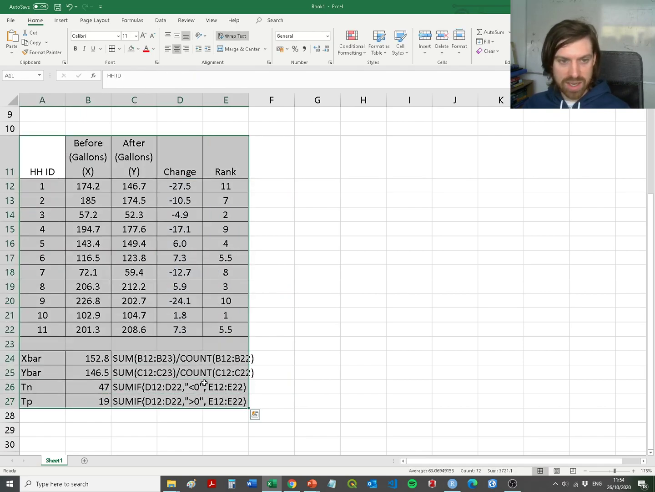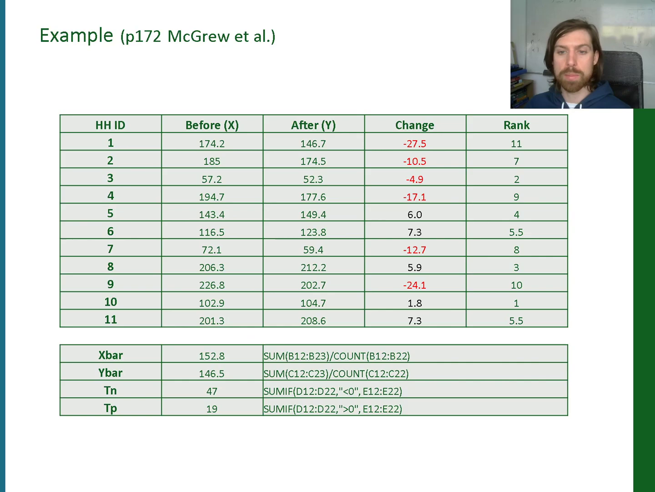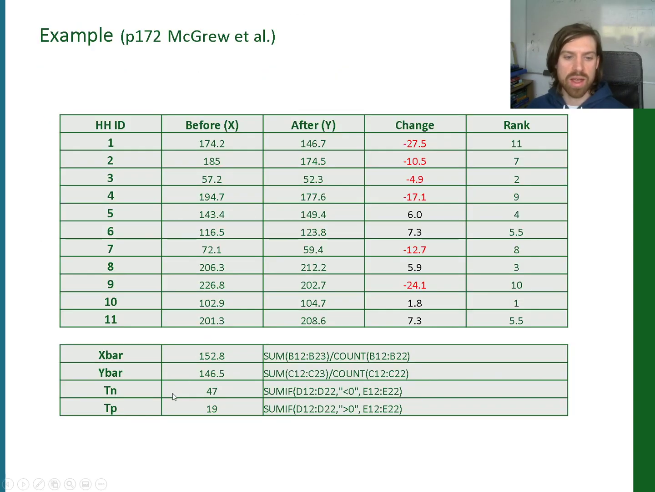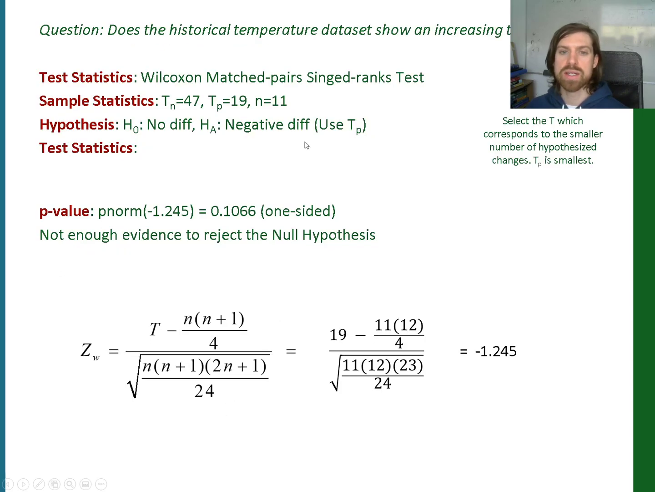You've got the data here, so you'll be able to play around with it and look at how it works out in the spreadsheet, and then also look at the example in the book. Once we've got those results, essentially, we end up with a TN value of 47 and a TP value of 19. We have 11 data samples in our data set.